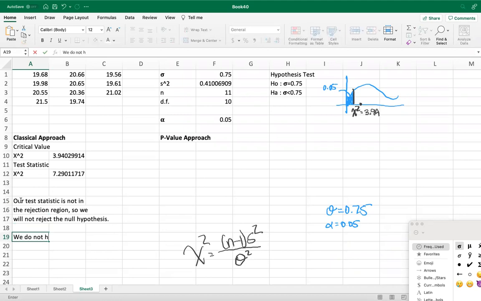We do not have sufficient evidence at the 5% level of significance to reject the null hypothesis.